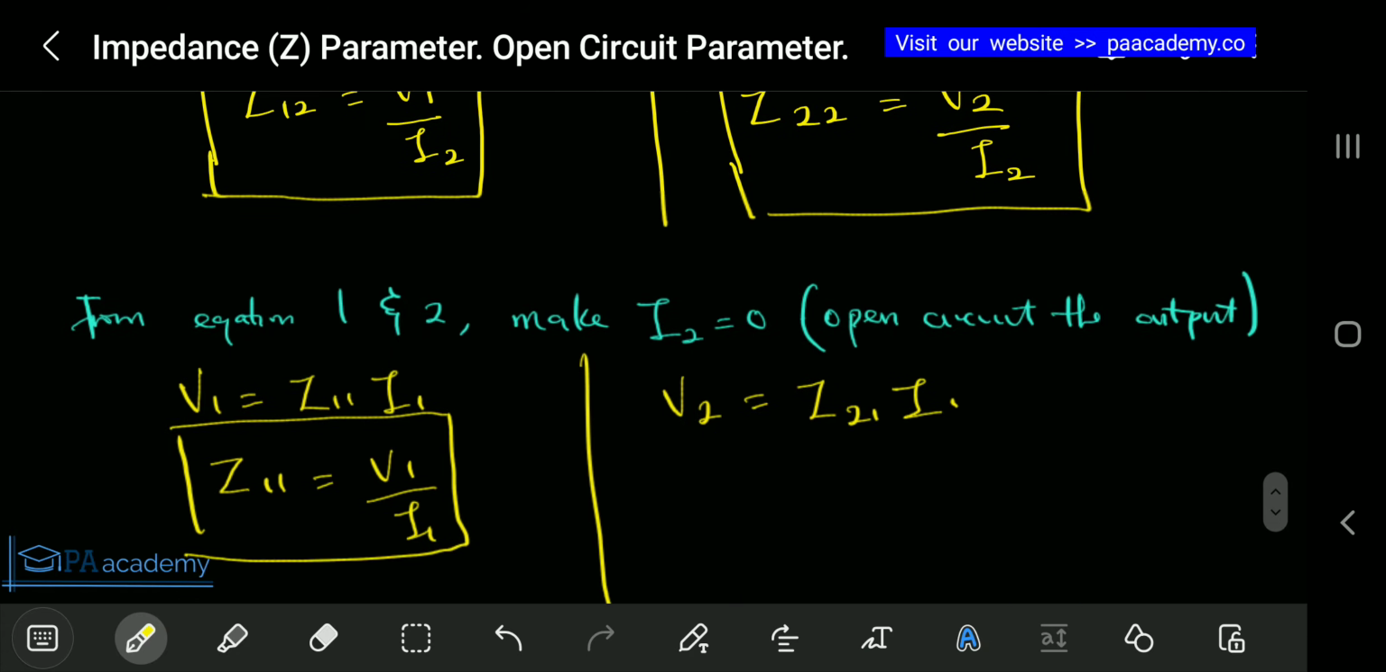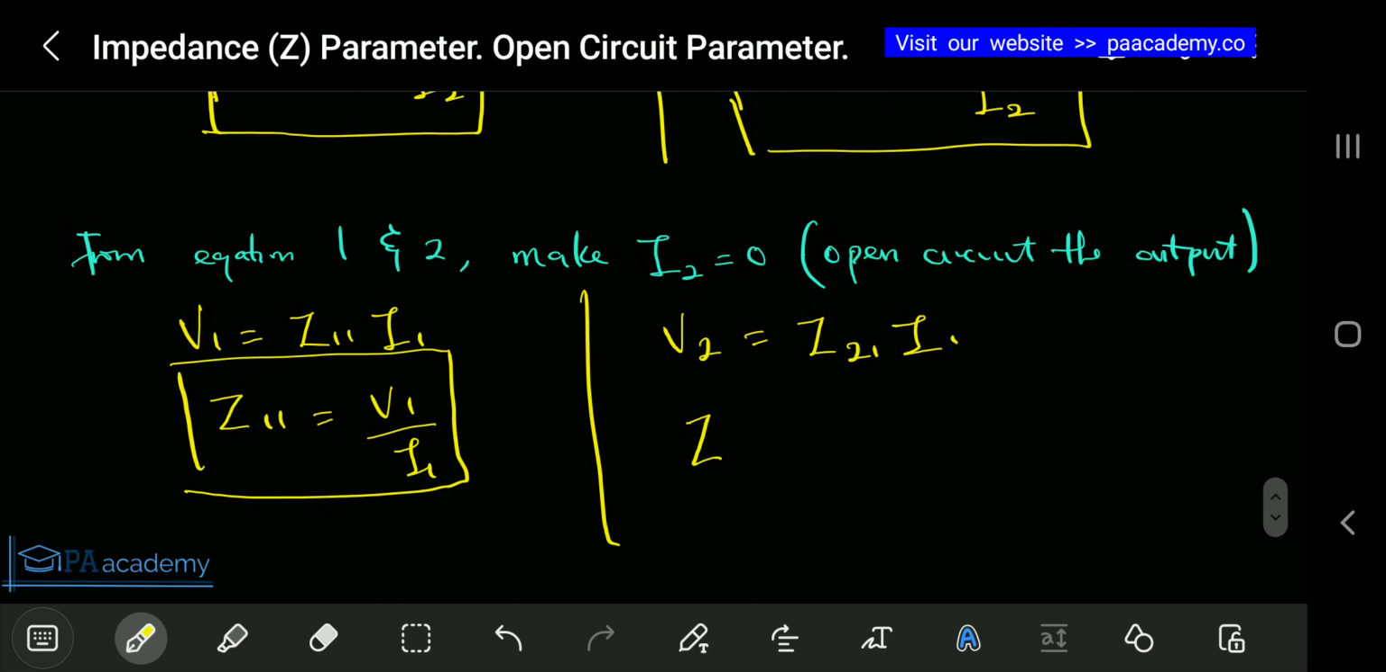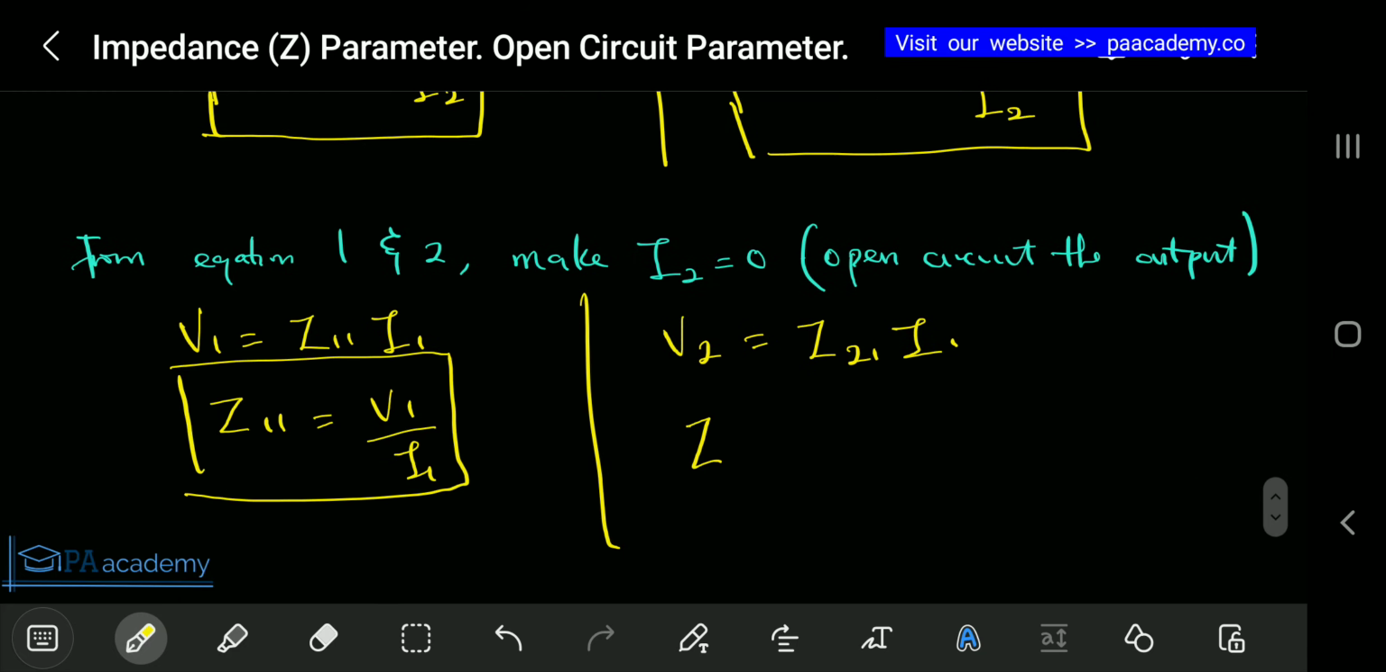So Z21 I1, and then our Z21, is it Z21? Okay, yeah. So that means our Z21 will definitely give us V2 over I1. So also take note of this too.